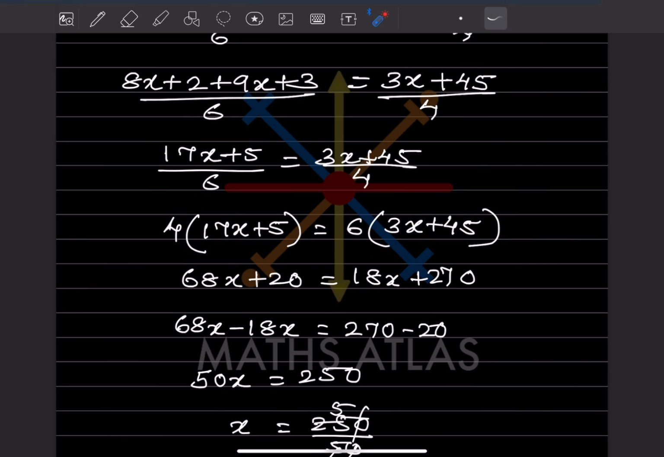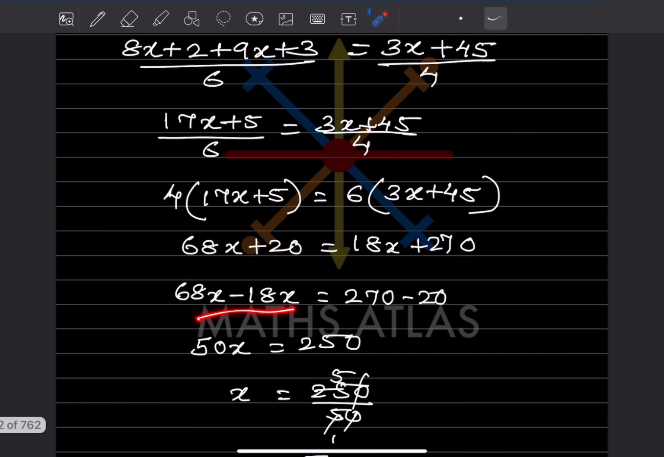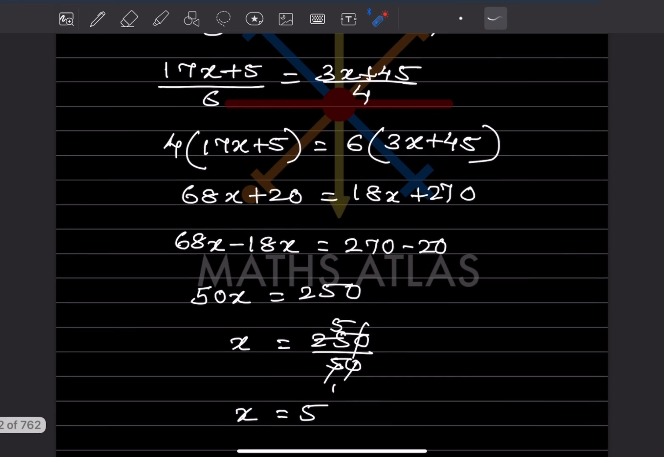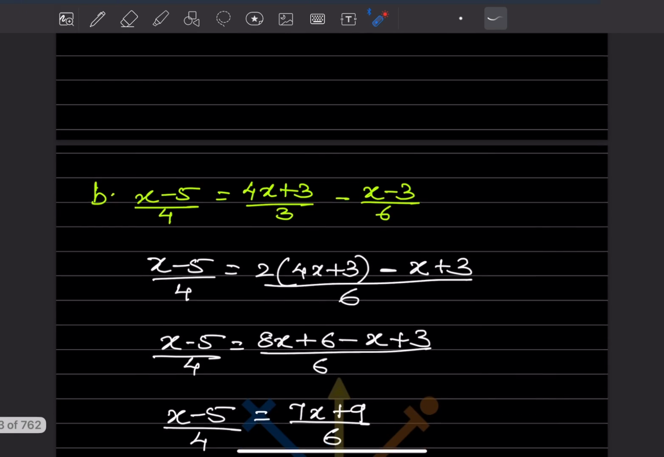Now we'll bring x together. This is the same, and 18x goes to the other side, so it will be minus 18x. This is the same, and 20 goes to the other side, so minus 20. So 50x will be 250. So x is going to be 250 by 50. Since 50 is multiplied, it goes to the other side and gets divided. After simplifying this, we get x is 5.